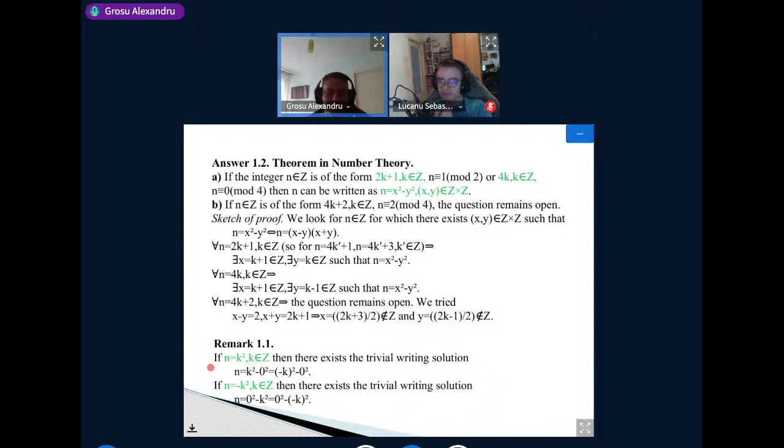And the first remark, if n equals k squared, then there exists the trivial writing solution that n equals k squared minus 0 squared equals minus k squared minus 0 squared. And if n equals minus k squared, then there exists a trivial writing solution that n equals 0 square minus k square.